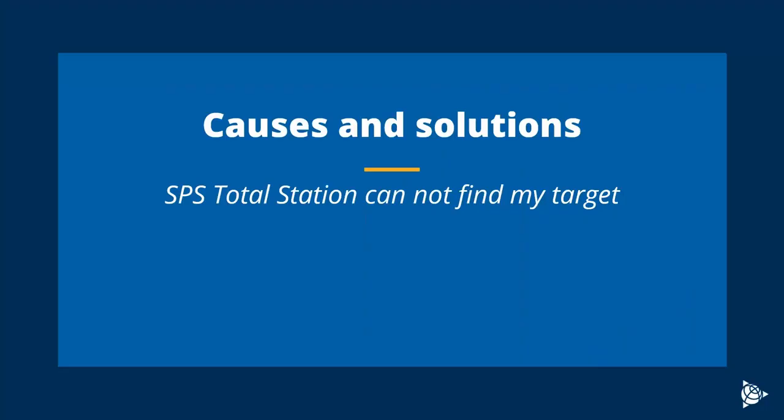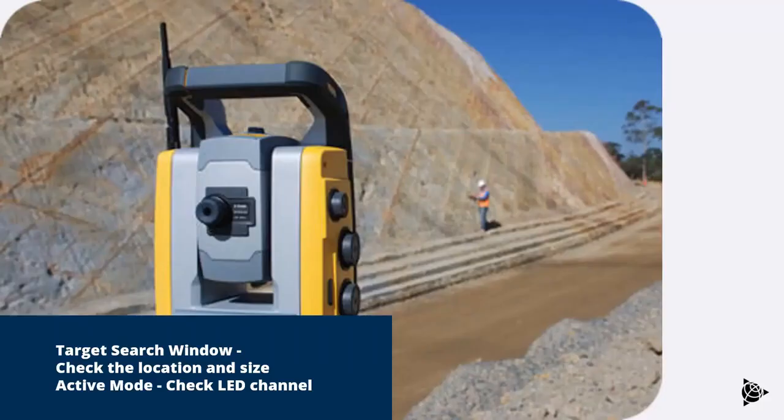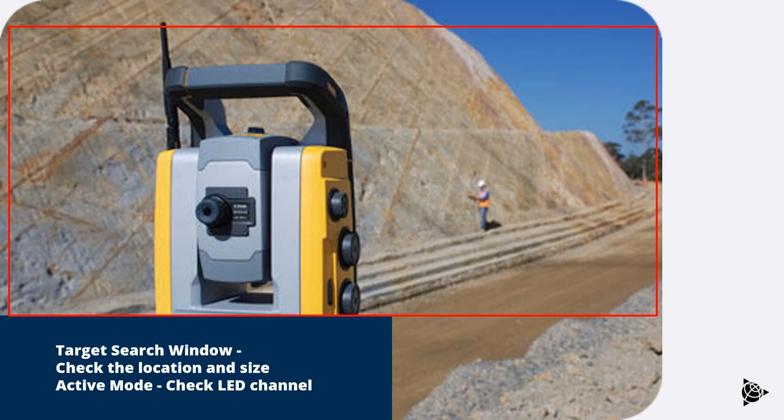The following slides will talk about the causes of these tracking issues and some solutions. First, we'll look at SPS total station cannot find my target. If your total station is having problems tracking you altogether, it could be a problem with the defined target search window. When you define this window, make sure that it's not too large, in which case it takes ages to search through the whole pattern to find your prism.